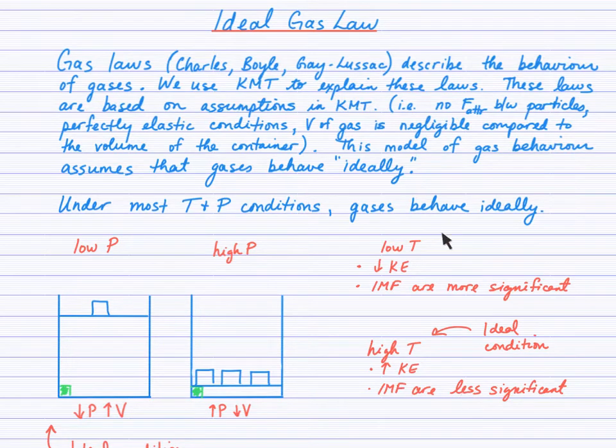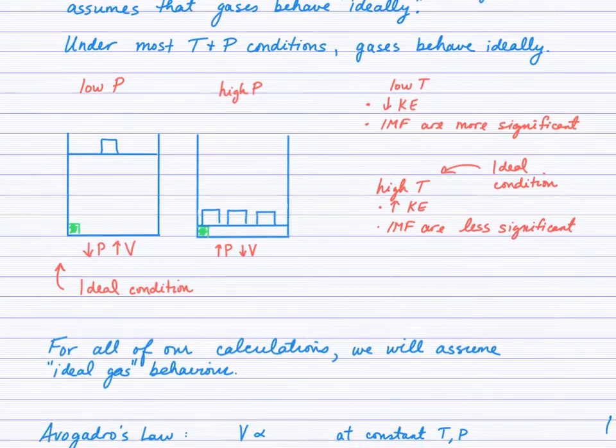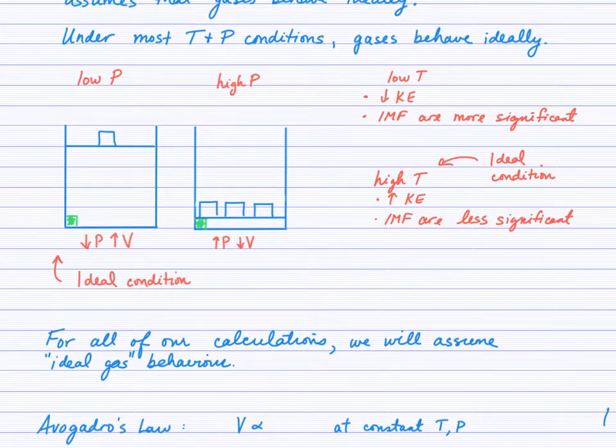So when we make the assumption that there are no forces of attraction between particles in KMT, it's really not a good idea to make that assumption at lower temperatures, but it is fine at medium to higher temperatures, as long as the particles have enough kinetic energy that their intermolecular attractions are not very significant. So essentially then, we have a set of ideal conditions: high temperature and low pressure.